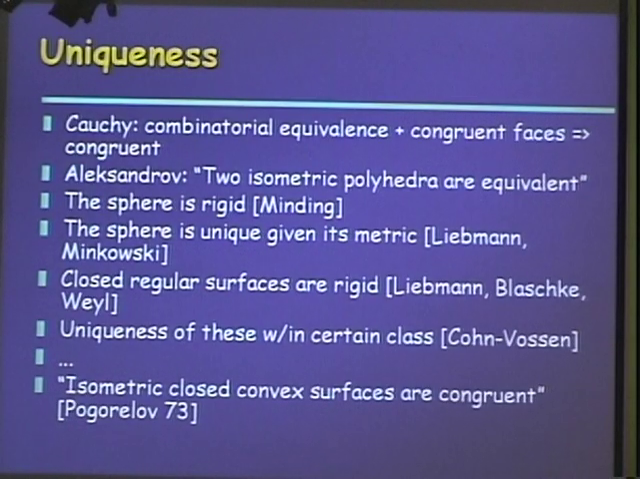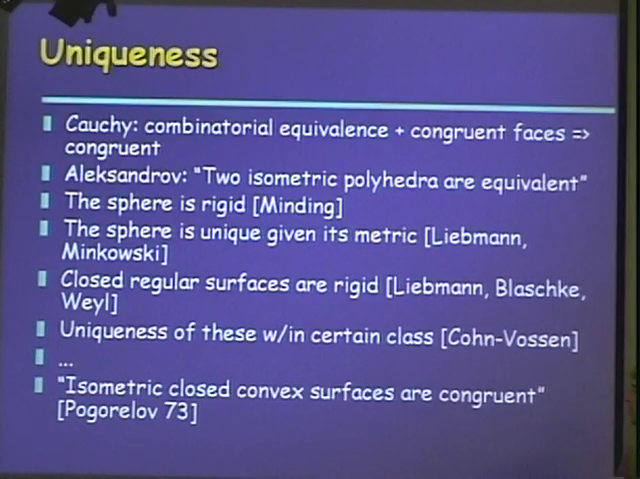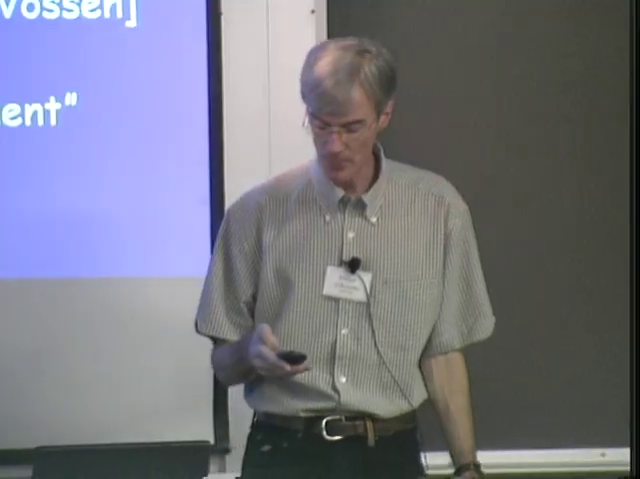I did not look up all these. The sphere is unique given its metric. Closed regular surfaces are rigid. Uniqueness of these in certain classes and a whole series of other things. And as far as I know, the end point of this is Pogorelov's theorem that if you have 2 isometric closed convex surfaces, then they are congruent, which is a very natural analog to Cauchy's rigidity, except it's just closed convex surfaces. And I do not know precisely what conditions he puts on here, but they're very limited. So the conditions were eventually removed.